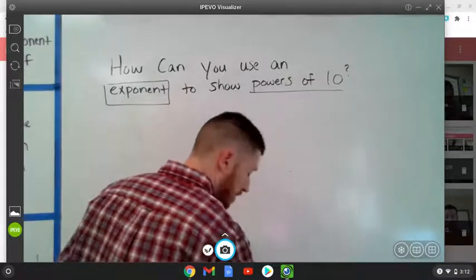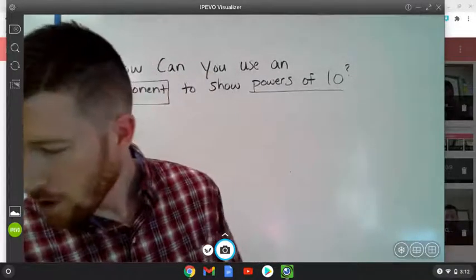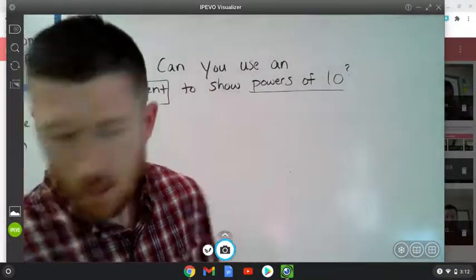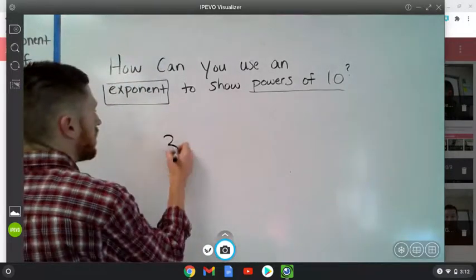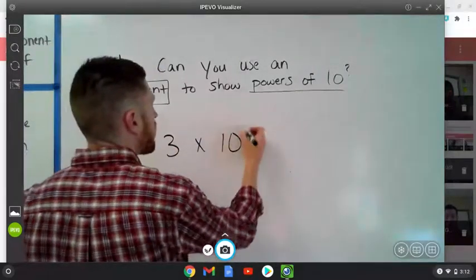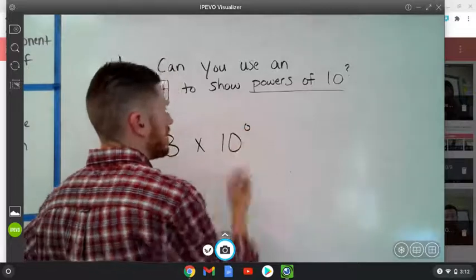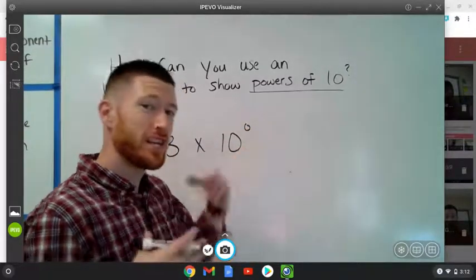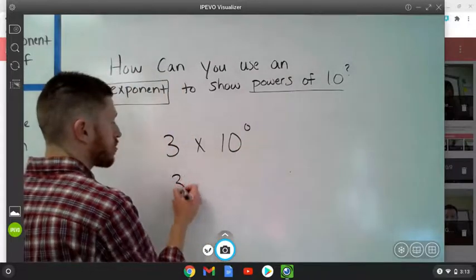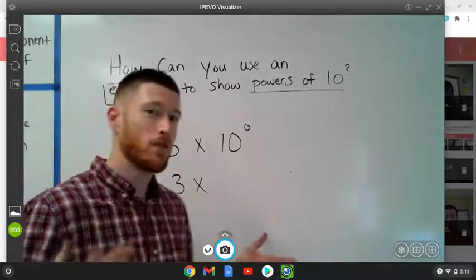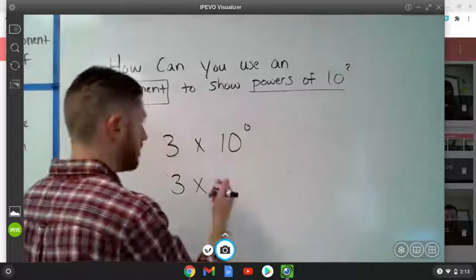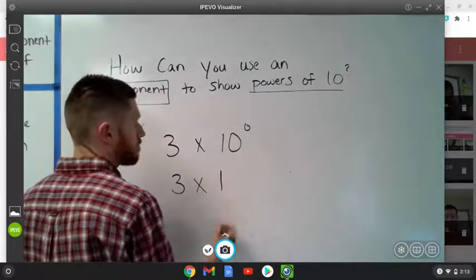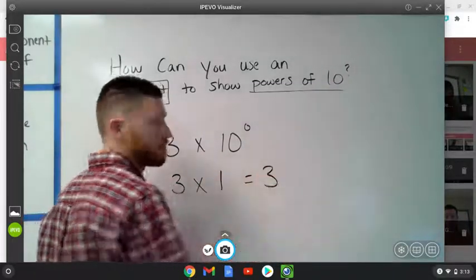So let's do a couple equations with powers of 10. Let's think about if we're going to use 3 times 10 to the 0 power. So let's just convert that exponent and this power of 10 into a number. So that's just 3 times, and if you remember, 10 to the 0 power is just 1. It's not 10 at all. So 3 times 1 equals 3.